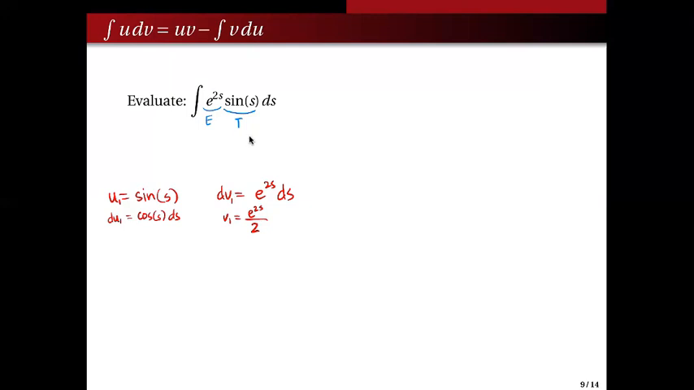So now we apply integration by parts with this pair, okay? With this pair u1 dv1. So u1 v1 will give us sine s times e to the 2s divided by 2, minus the integral of v1 du1. So we will have e to the 2s cosine s ds, and there's the 1/2. I'll put the over 2 in here. Later, I will bring it out.